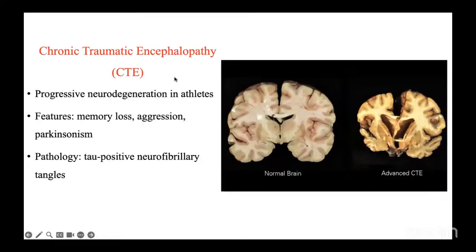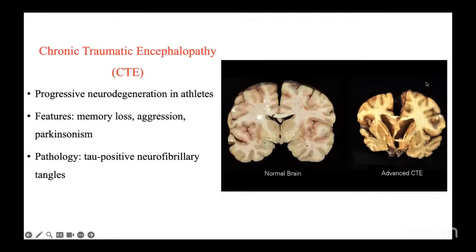Next is chronic traumatic encephalopathy, which is a progressive neurodegeneration in athletes, which causes memory loss. When there is neurodegeneration, definitely there will be memory loss, and it also causes aggression and Parkinsonism. Pathology of this will be tau positive neurofibrillary tangles. And here we can see the normal brain. And when there is chronic traumatic encephalopathy, there will be marked atrophy, and the brain parenchyma is all contracted. So this was my presentation for today.